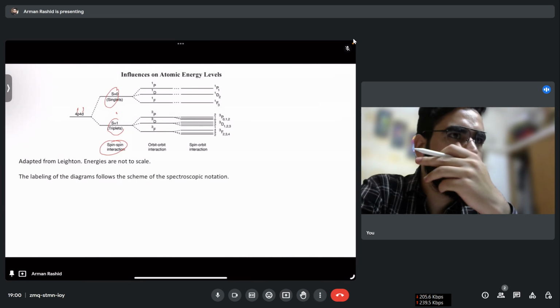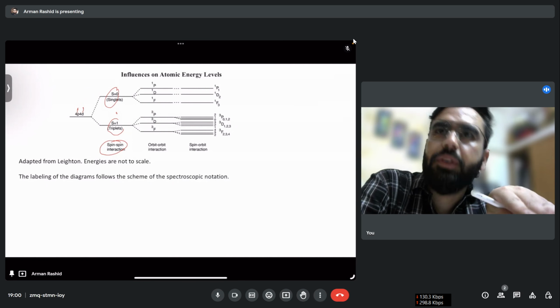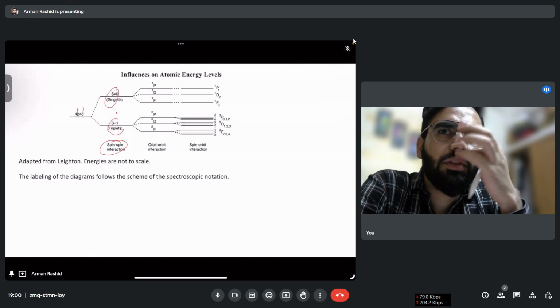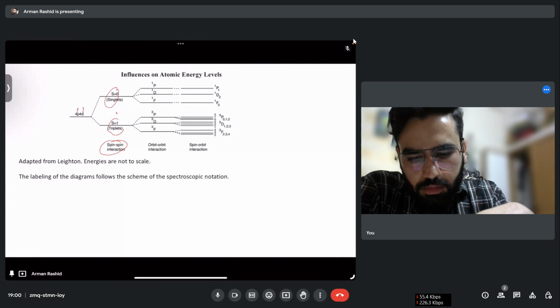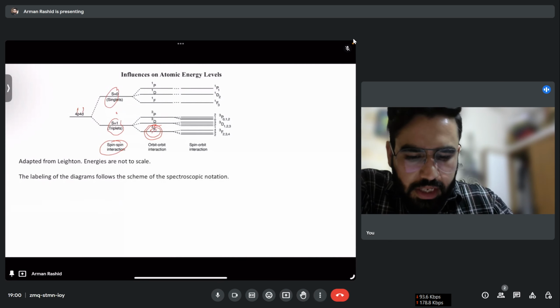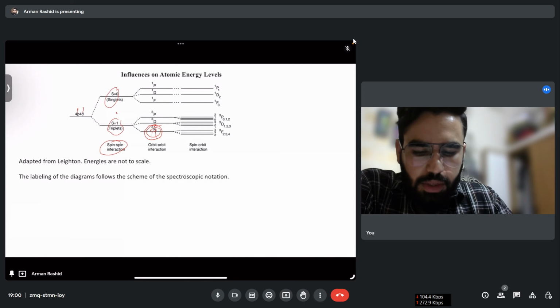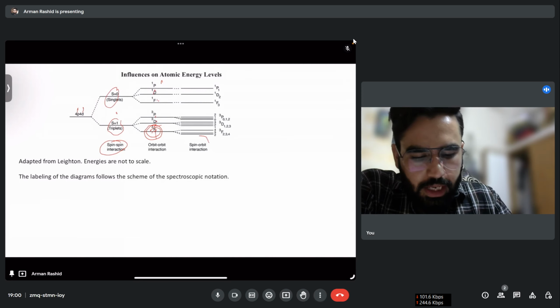Then the state will have different orbital interactions. The orbital interaction which gives the maximum orbital momentum will be more stable. This is called an F. Then we have a D, then you have a P. Then we will put in spin-orbit interaction, so then we will have more states.